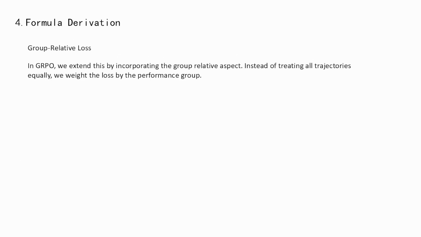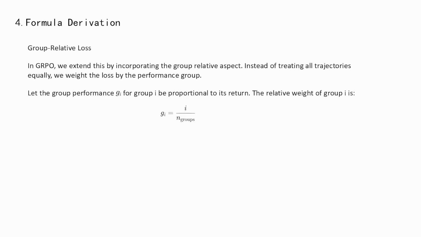Group relative loss. In GRPO, we extend this by incorporating the group relative aspect. Instead of treating all trajectories equally, we weight the loss by the performance group. Let the group performance G_i for group i be proportional to its return. The relative weight of group i is as follows, where i is the index of the group, from best to worst, and n_groups is the total number of groups.